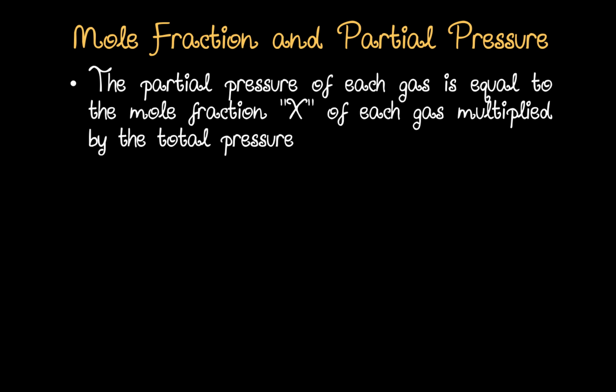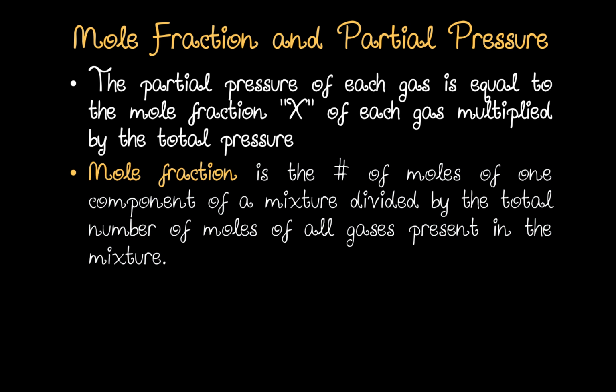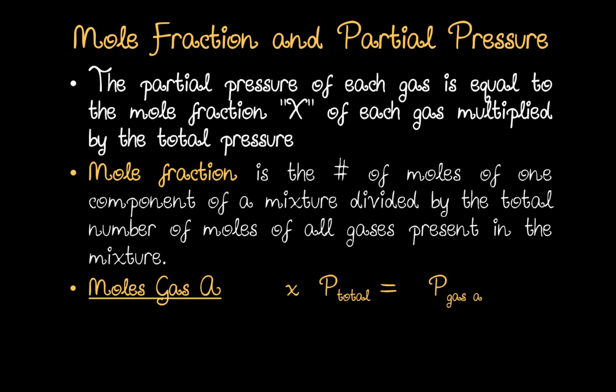Mole fraction and partial pressure. The partial pressure of each gas is equal to the mole fraction, symbolized by Greek letter chi, of each gas multiplied by the total pressure. The mole fraction is the number of moles of one component of a mixture divided by the total number of moles of all gases present in the mixture. The formula: moles of gas A divided by total moles of gas would be the mole fraction of gas A. You multiply the mole fraction times the total pressure to get the partial pressure of gas A.